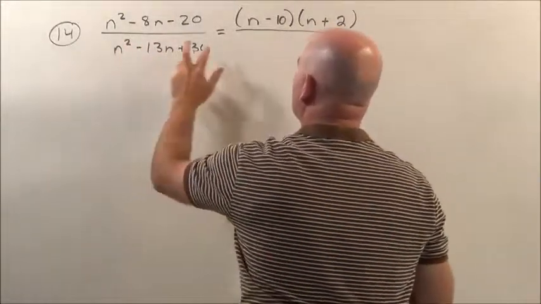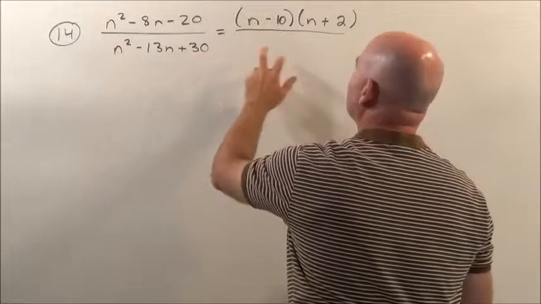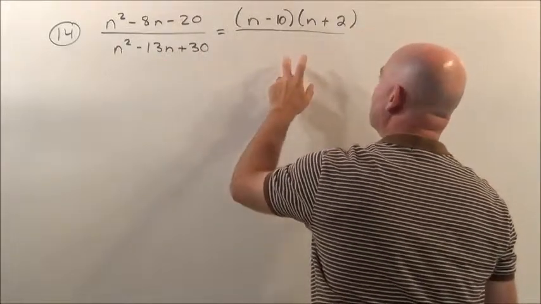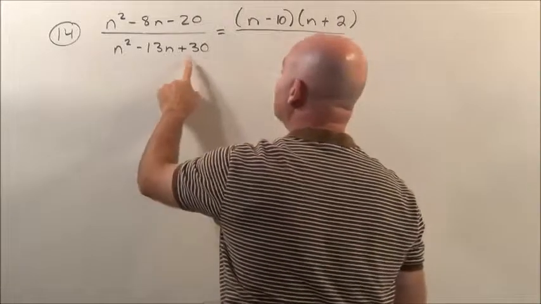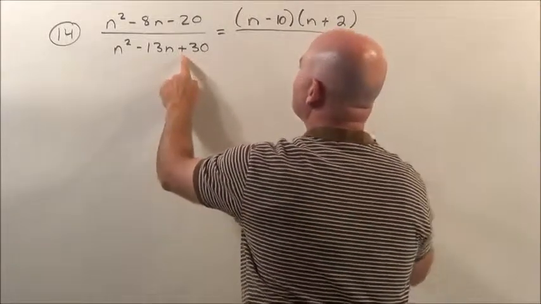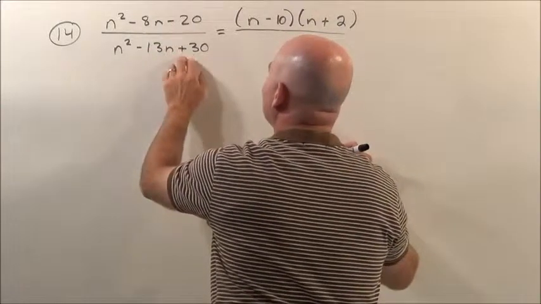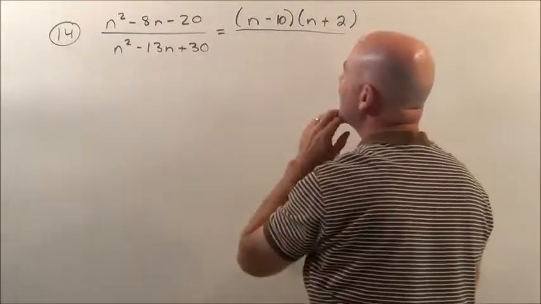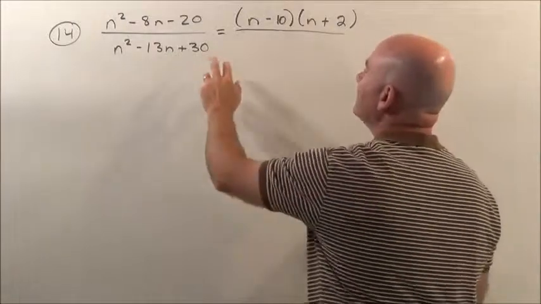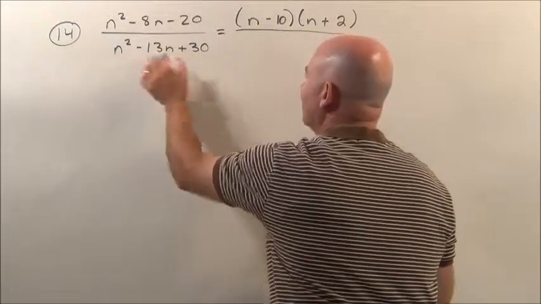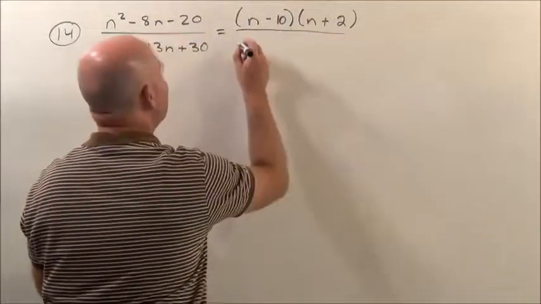Let's break this down. Okay, 30. Multiples of 30: I've got 1 and 30, that's not going to give you 13. 2 and 15, now that looks interesting, but since this is a positive and that's a minus, I know they both have to be negative, so that's probably not going to be it. It looks to me like it's going to be a 3 and a 10, because they both can be negative to give me the negative 13 I need.